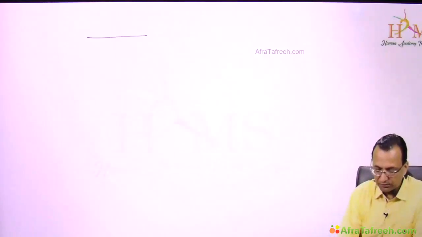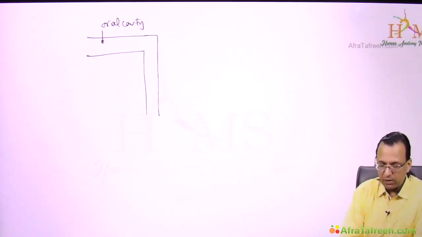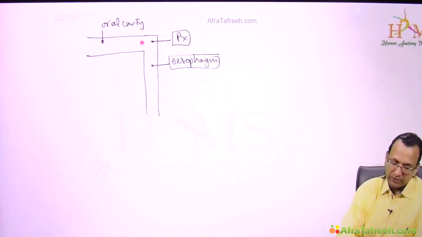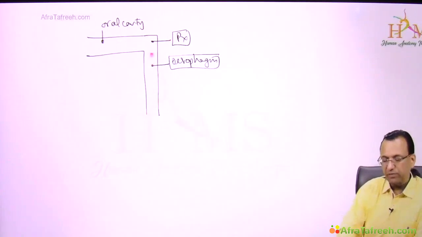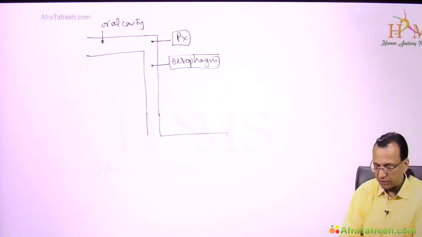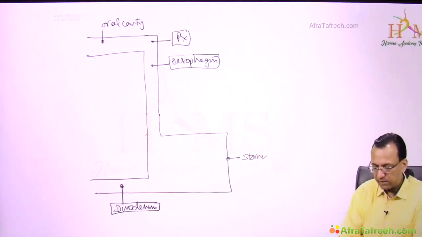This is the gut tube. Which part of the gut tube are you looking at? This is the oral cavity. If you say this is the oral cavity, then it will continue as the pharynx, will continue as the esophagus, will continue as the stomach, and the stomach will continue as the small intestine. Which part of the small intestine is this? This is the duodenum. Now if you say this is the small intestine duodenum, then this must be the stomach. Yes, that is the stomach.